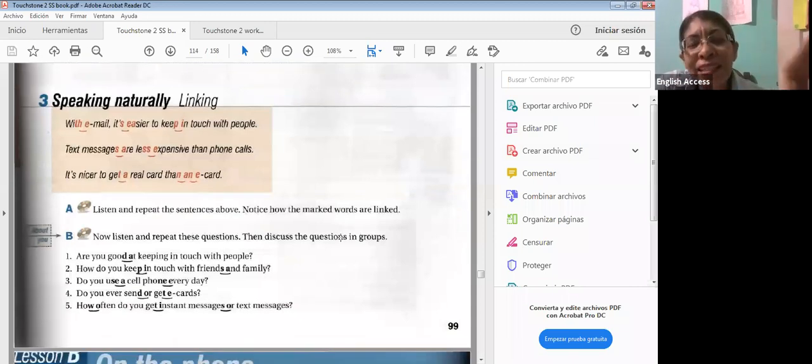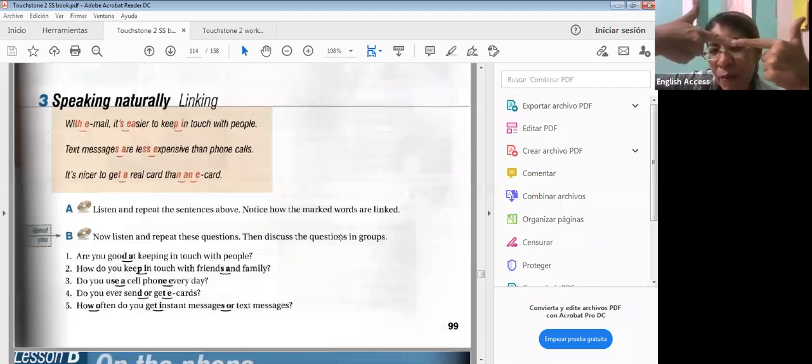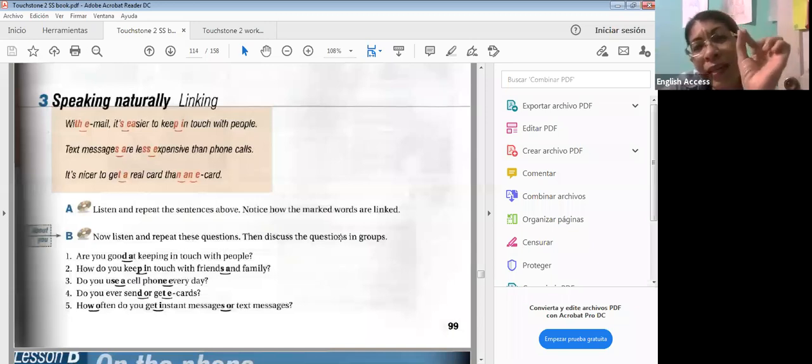Well, exercise 3, it's about speaking naturally. It says linking. As you can see inside the box, we have 3 sentences. And in each sentence, we have some syllables, some letters in red. And below those letters, we have a line. As you can see with this line, we are linking, connecting the last letters of one word with the first ones of the second word.